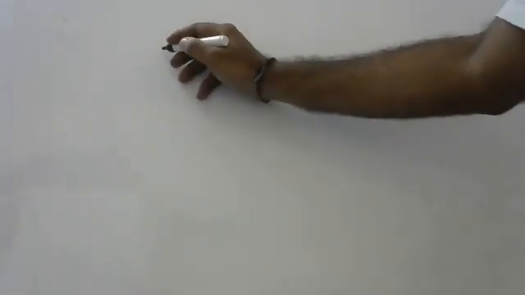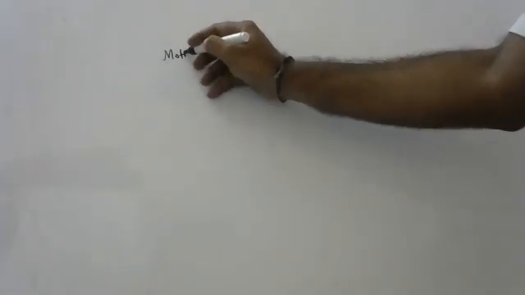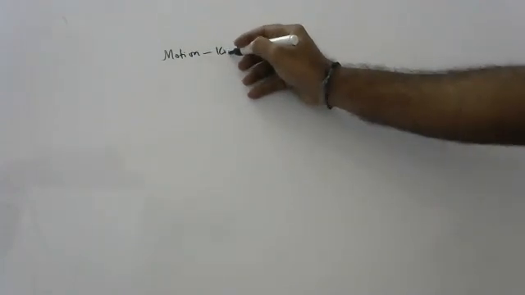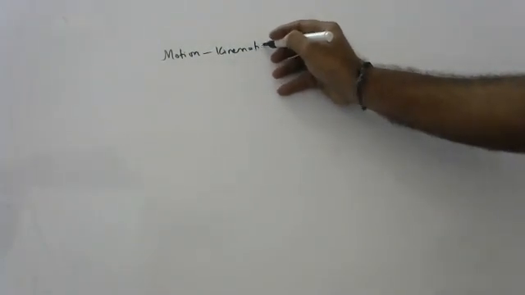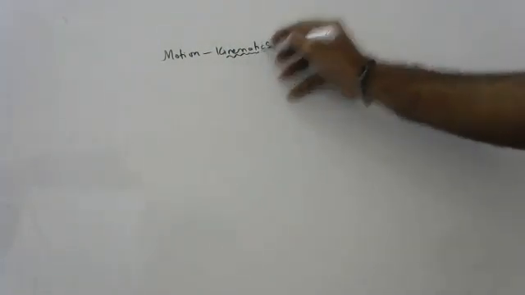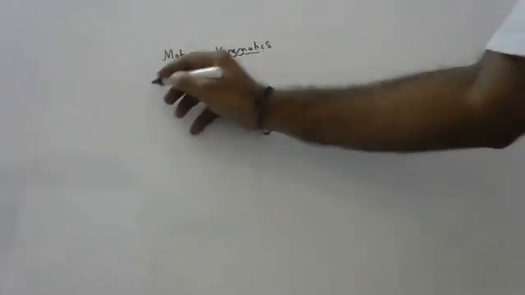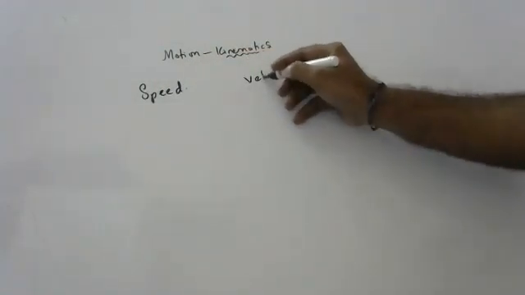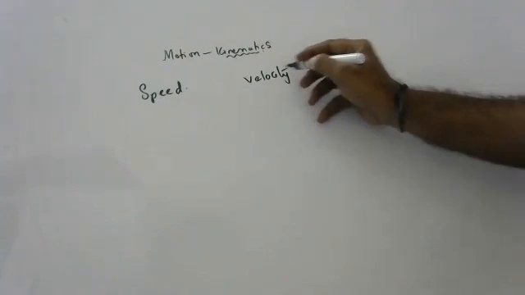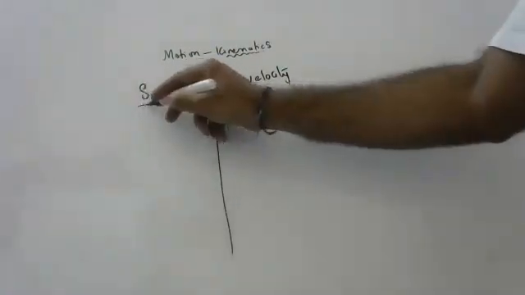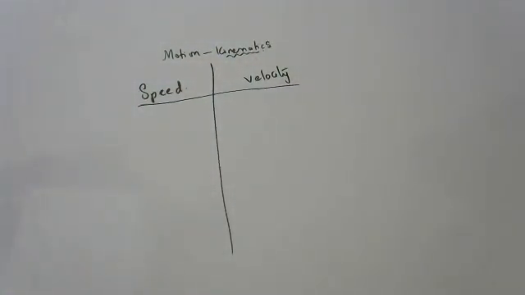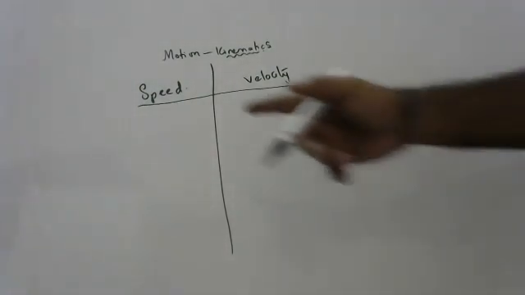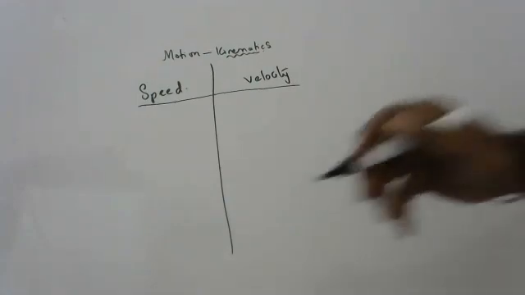Okay, children. So, motion kinematics. In the last class, we discussed the differences between distance and displacement, along with some numericals. Today, in this class, I'm going to tell the differences between speed and velocity.